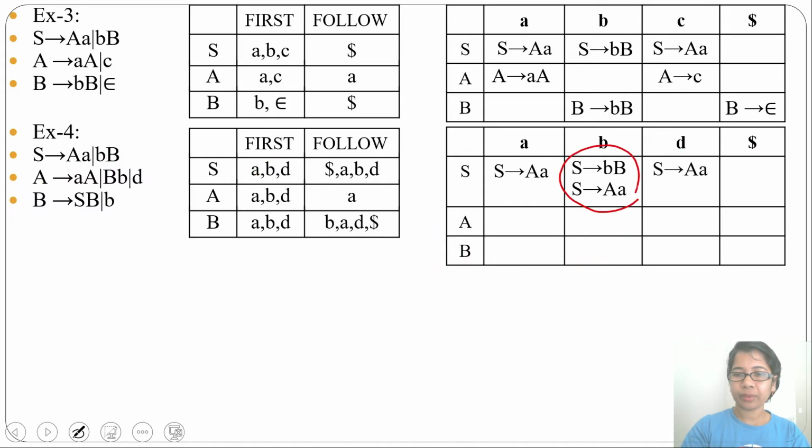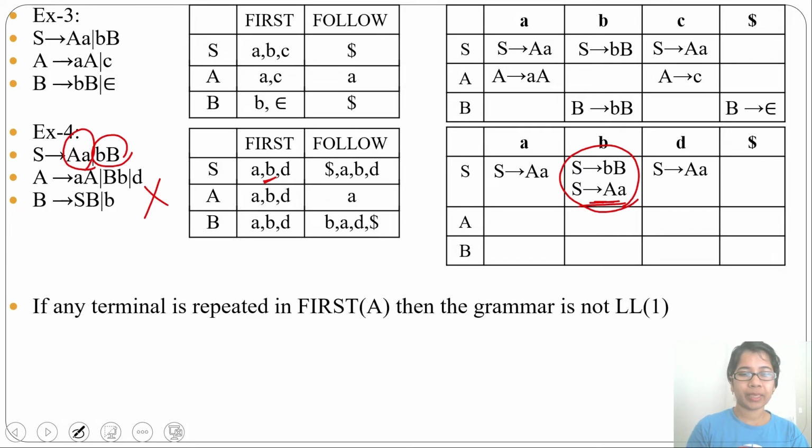Here we got multiple entry, so this is not LL1. You don't need to check for A and B, as in S row B column we found multiple entries, so this grammar is not LL1. Now just to understand why we got multiple entry, we found first as B due to this production plus due to this production. If any terminal is repeated in first of A, then the grammar is not LL1. Here the terminal B is repeated in this production plus in this production. So we got multiple entry and the grammar is not LL1.